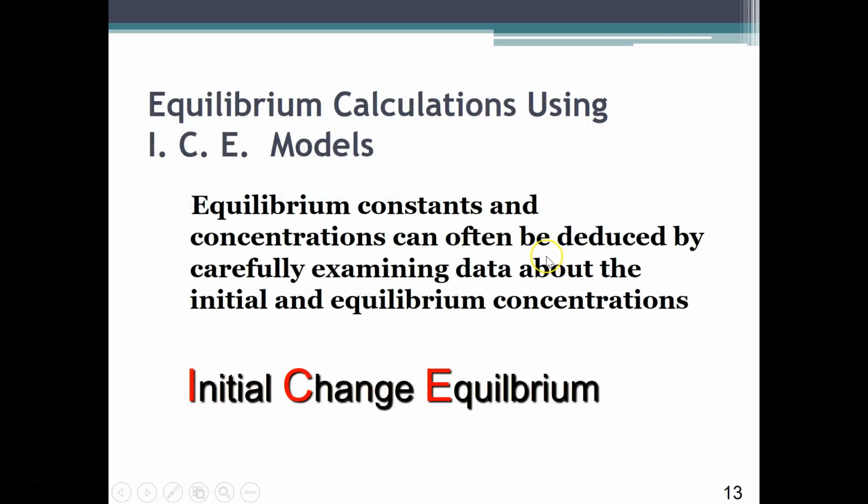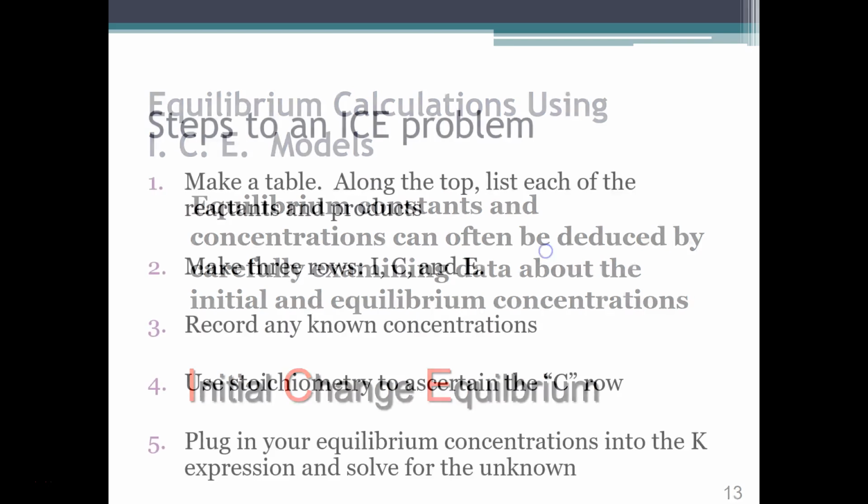All right, calculating K using ICE problems. ICE problems are used when the problem gives us data. It'll give us data on initial concentrations of reactants and products and equilibrium concentrations of reactants and products. And we can use that data and our chemical intuition to figure out the equilibrium concentrations for all of the reactants and products. ICE is an acronym for initial, change, and equilibrium.